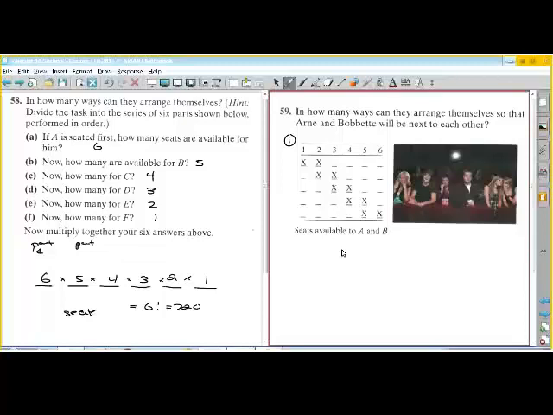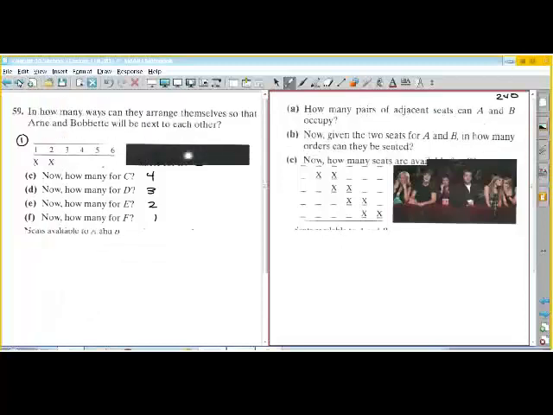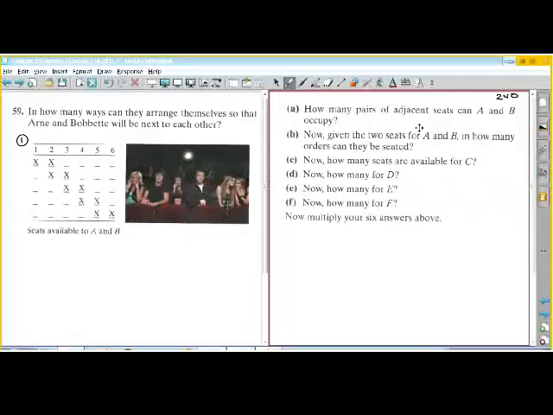Well, I can stick them in seats 1 and 2. I can stick them in seats 2 and 3, 3 and 4, 4 and 5, 5 and 6. So how many different ways can I put them together? 5, right? So the first step. I don't know if they ask questions on this one. Let me go to the next page. They might ask questions. Yeah. So how many pairs of adjacent seats can they occupy? Well, the answer is 5.